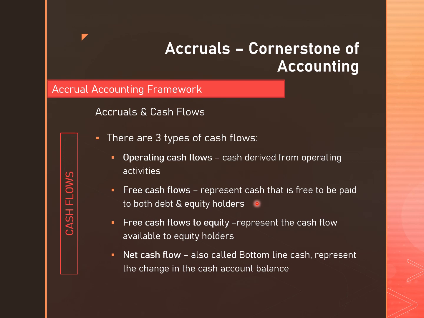Free cash flow means the cash that is available after we pay for capital investment, so it is free to be used to pay debt or to give dividends. Next is free cash flow to equity, which represents the cash flow available to equity holders. And the net cash flow, also called the bottom line cash, represents the change in the cash account balance.